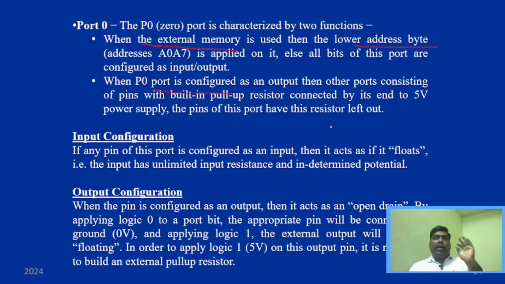When it comes to input configuration, since port 0 does not have a pull-up resistor, if you apply logic 1 to port 0, then it will float, that is, the input will have unlimited input resistance. That is why the pull-up resistor is very important. Whenever we configure 0, port 0 will act as an output because it acts as an open drain. By applying logical 0 to port 0, the appropriate pin will be connected to ground.